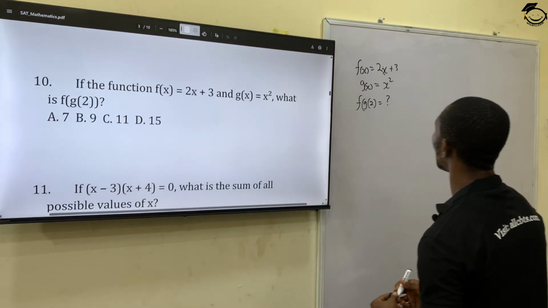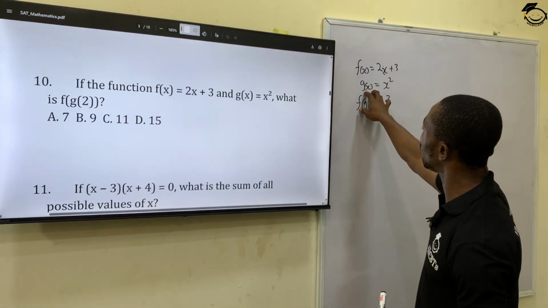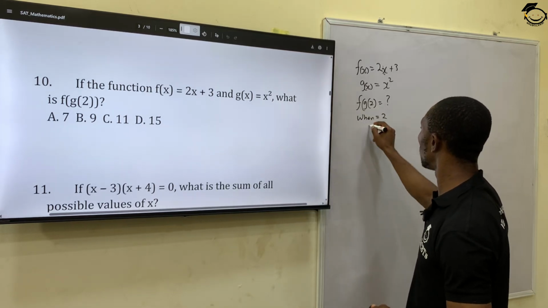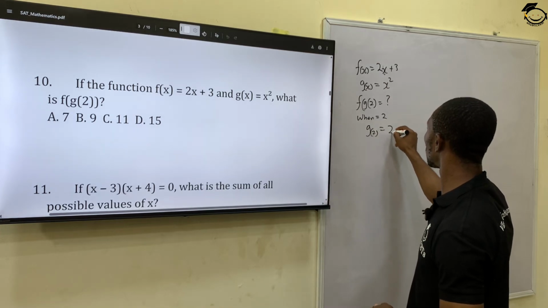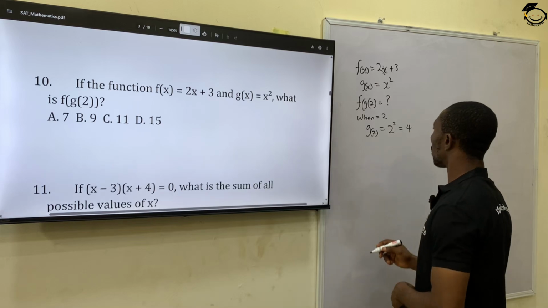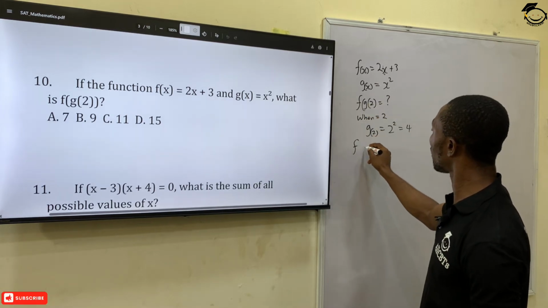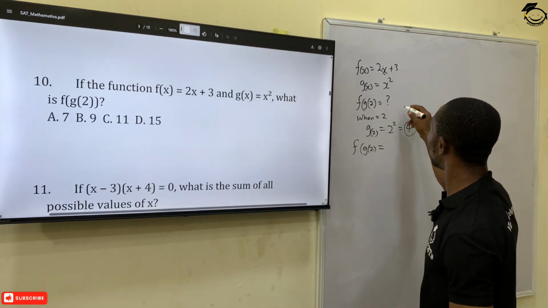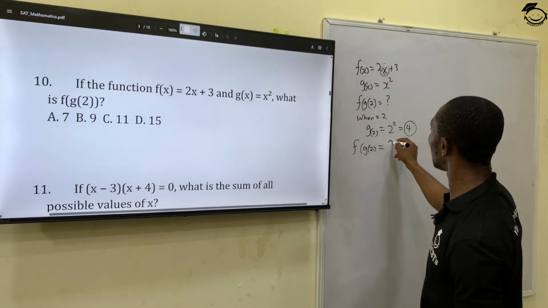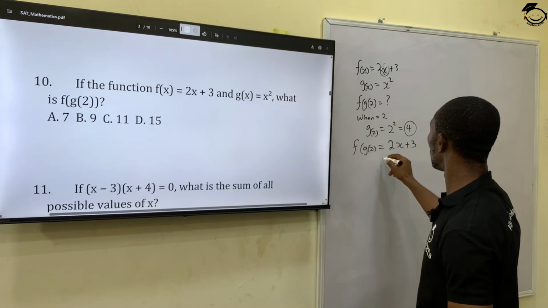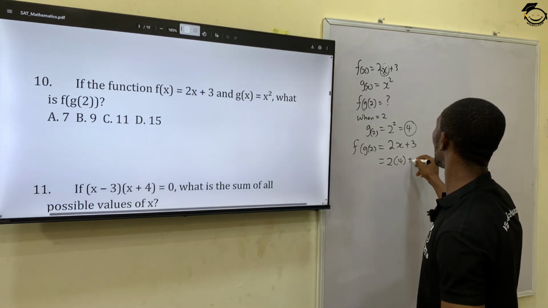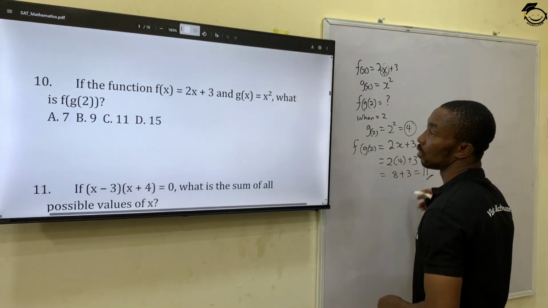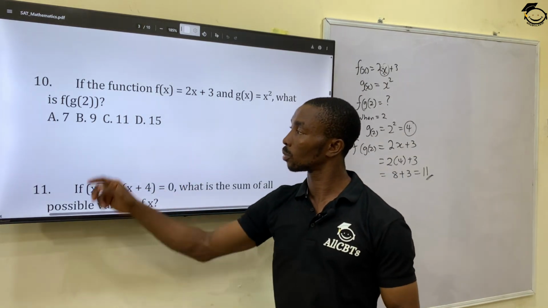Now, to solve this, we'll first of all find our g at 2. When x equals 2, then g equals 2 squared, which will give us 4. All right. Now, when we have f of g(2), okay, that means the value of 4 will substitute for our x in 2x plus 3. This will give us 2 bracket 4 plus 3. 2 times 4 will give us 8 plus 3, which is 11. So our answer will be 11, which is option C.